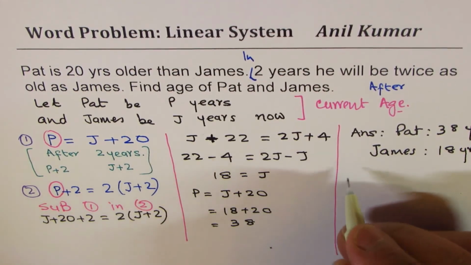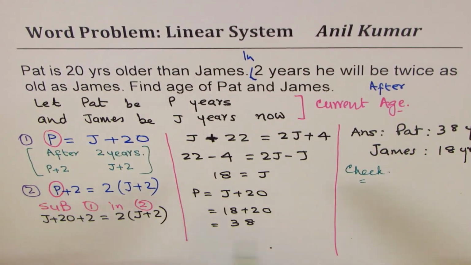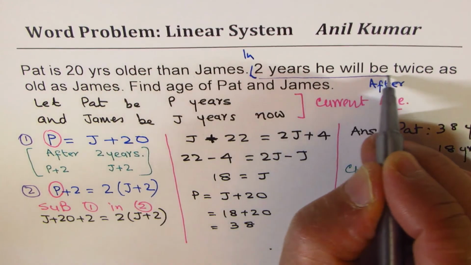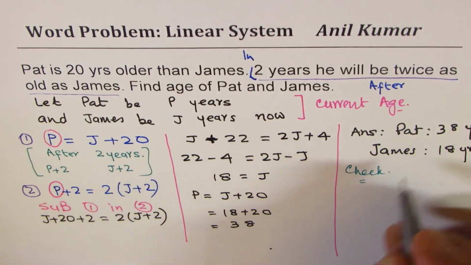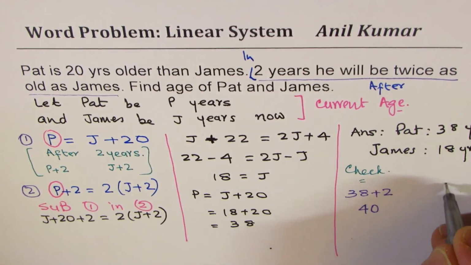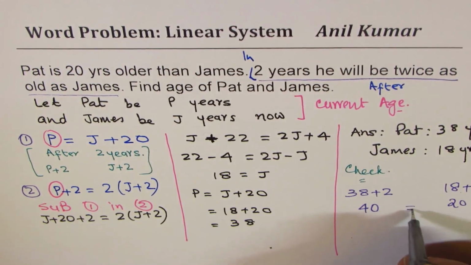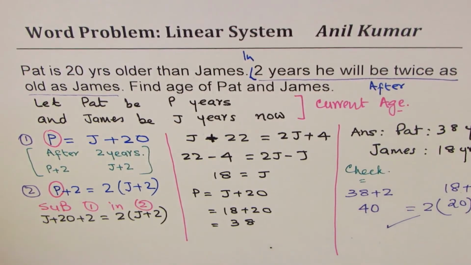It is good practice to always check. Let us check. If this is their current age, after 2 years there will be 2 years more, correct? So the check is from the second statement, in 2 years. So we do 38 plus 2, we find this to be 40. On the other hand, 18 plus 2 is 20. And clearly, 40 is twice 20, correct? So it is correct. So that is how you have to write equations, solve them and check them. I hope all 3 steps are well taken care of.